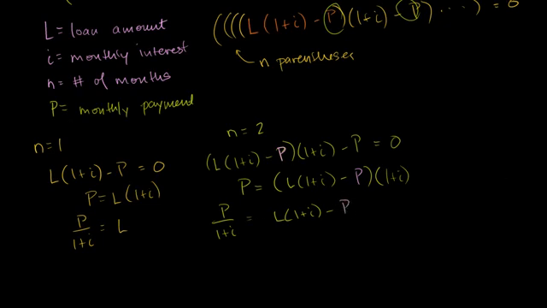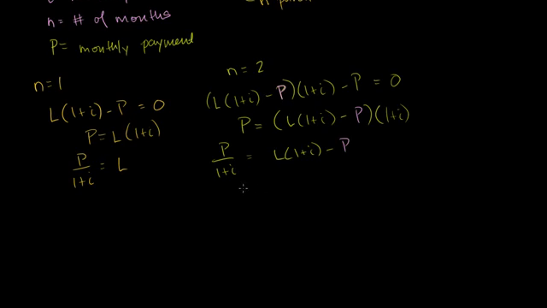Now let's add that pink p to both sides of this equation. You get the pink p plus p over 1 plus I is equal to L times 1 plus I. Now divide both sides by 1 plus I. You get the pink p over 1 plus I plus the green p. They're the same p. The green p is already being divided by 1 plus I, and you're going to divide it again by 1 plus I. So it's going to be divided by 1 plus I squared, and that is equal to the loan.